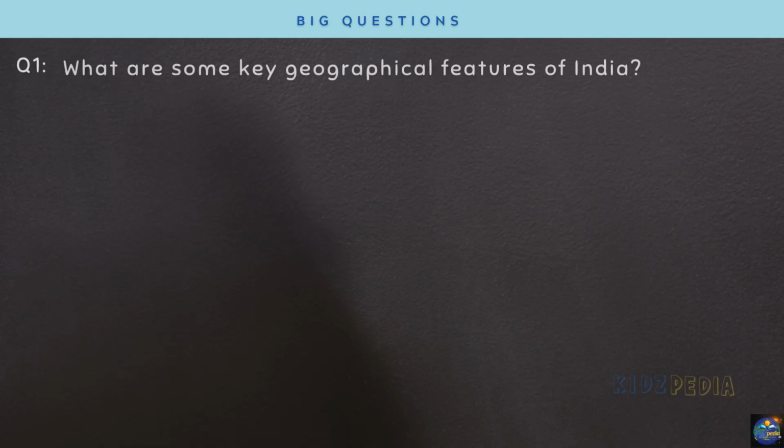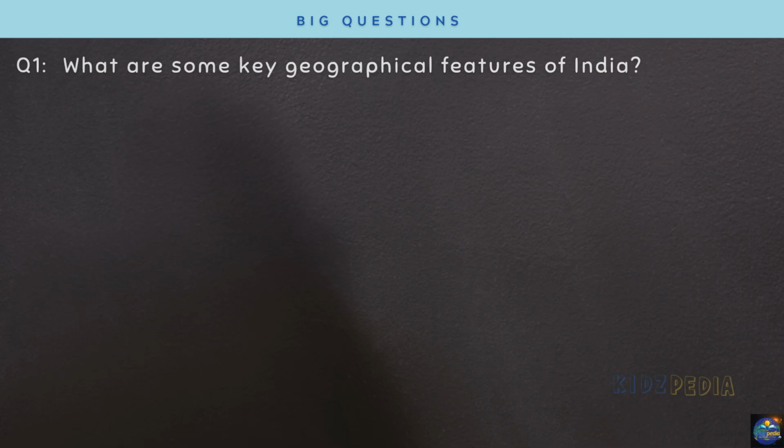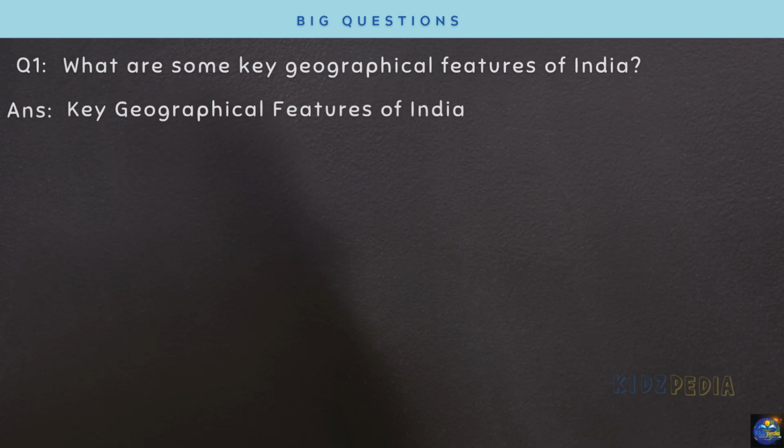First question, what are some key geographical features of India? Here, identify and list the main physical features of India. There are different types of landforms found in the country such as mountains, plains, deserts, plateaus, coast and islands. So, you need to write what are the major landforms that make up India's geography. Answer, key geographical features of India.